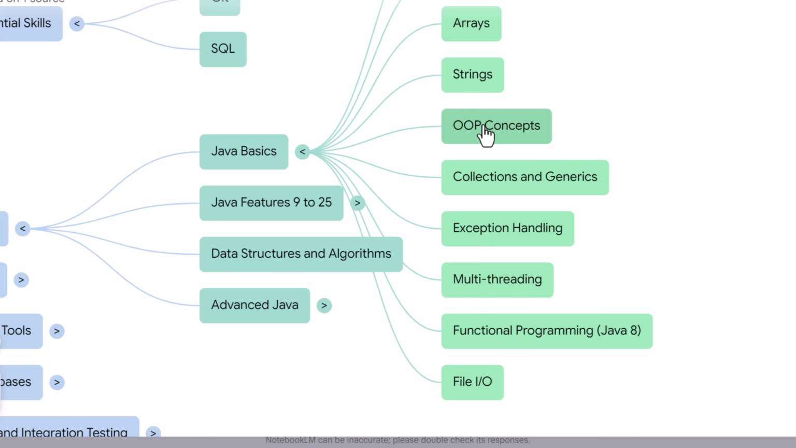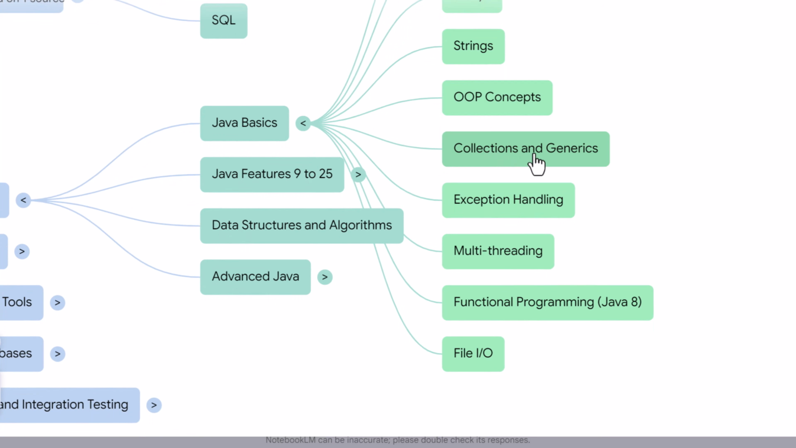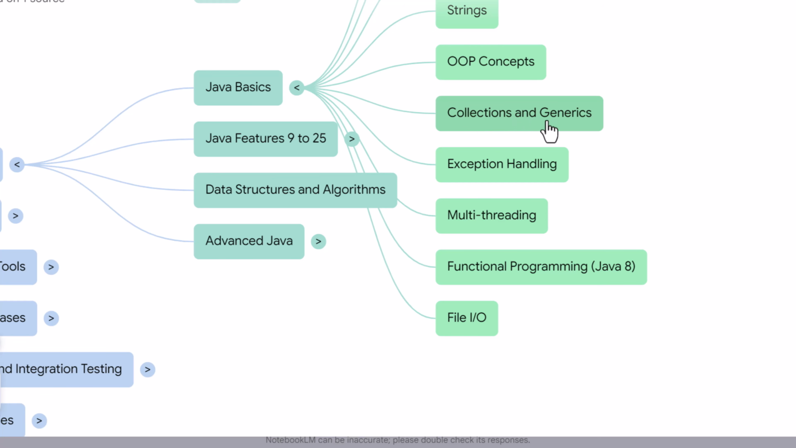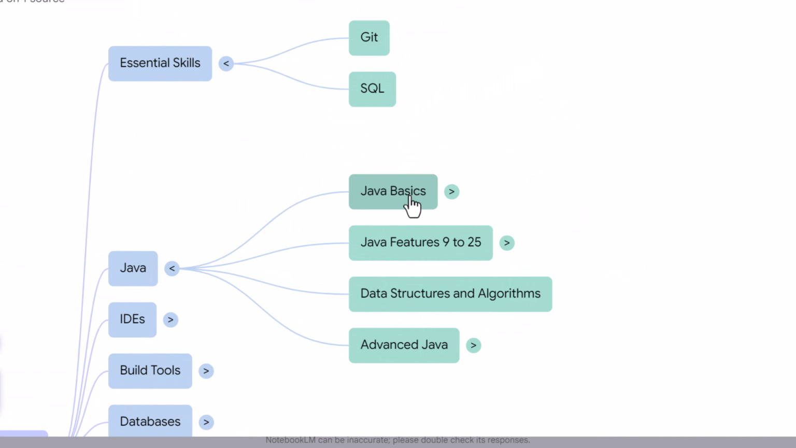From there, you move into collections and generics, which let you manage large sets of data efficiently. You learn exception handling to recover from errors gracefully. You learn multithreading to run multiple tasks simultaneously, and you explore Java 8's functional programming features, which modern Java developers use every day. By the time you finish Java basics, you will be able to build small projects, solve problems, and think clearly about how to structure applications.